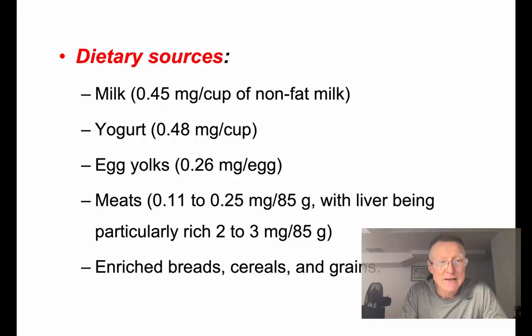But in other words, it's particularly rich in riboflavin. You also get it in enriched bread, cereals, and grains. So these are processed foods. These are industrialized foods. They can also contain some of the vitamin, but that's because it's added, it's enriched.